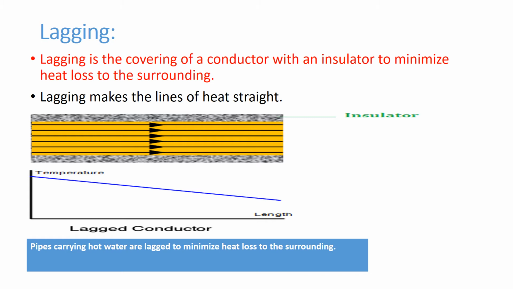I believe that you've seen lagging even in electricity wires. Maybe you are sitting next to a TV. That cable that takes current to the TV, you can see it has some plastic covering on it. That is lagging. Also, electrical wires taking current to the bulbs are lagged to prevent heat loss to the surrounding.